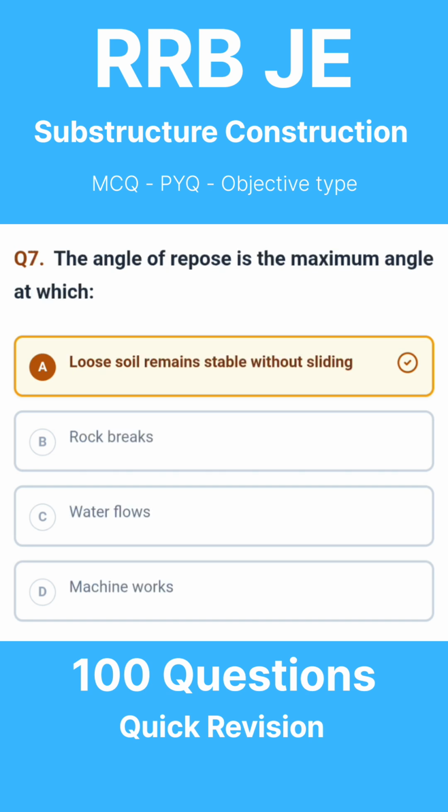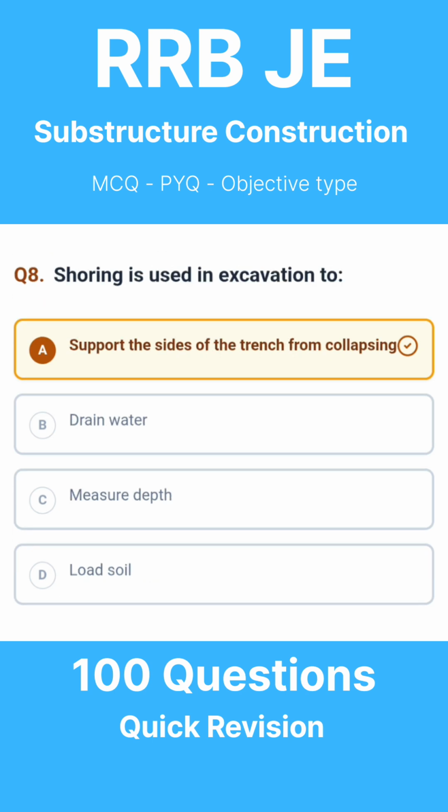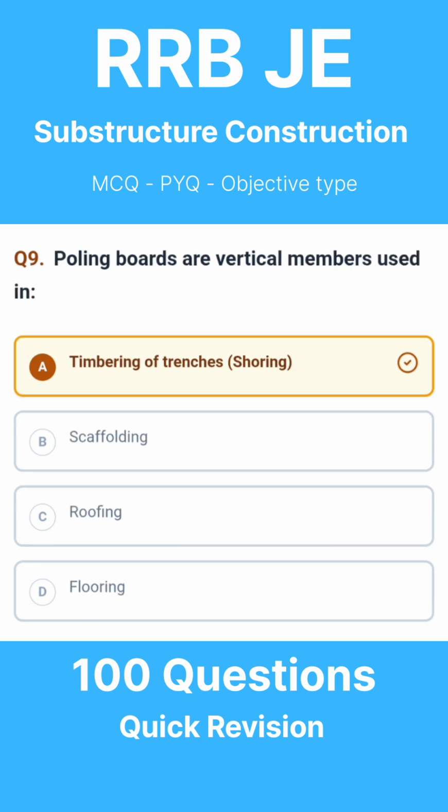Question 7. The angle of repose is the maximum angle at which. The correct answer is loose soil remains stable without sliding. Question 8. Shoring is used in excavation to. The correct answer is support the sides of the trench from collapsing. Question 9. Poling boards are vertical members used in. The correct answer is timbering of trenches, shoring.